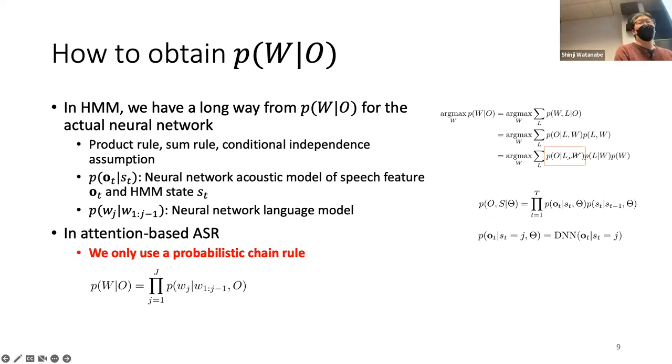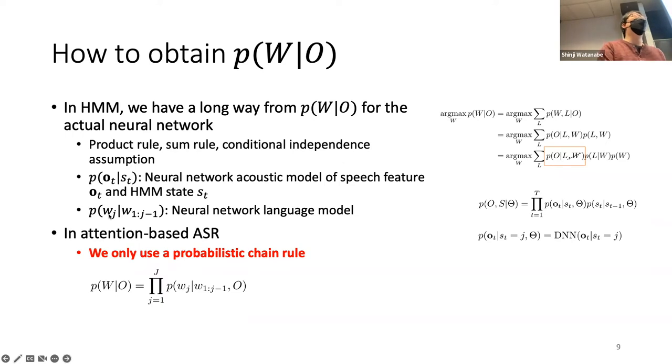Okay, so how to obtain P(W|O)? We spent a lot of time taking a long way to finally replace P(W|O) with a neural network model. Right, we used the product rule, sum rule, and conditional independence assumption to factorize each model, and then we further factorized each model and also introduced the HMM state sequence. Then the acoustic model is represented by a neural network based on the observation given states. And the neural network language model also starts from this factorization, making a product rule.